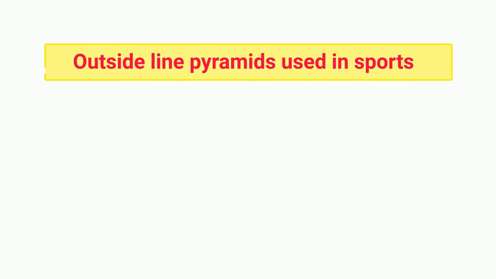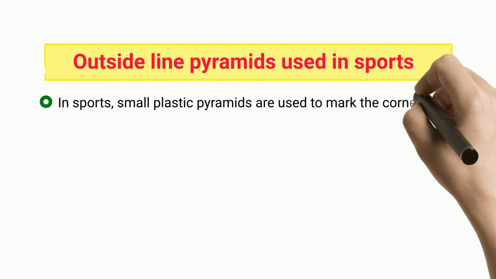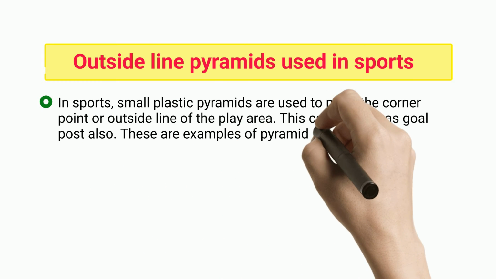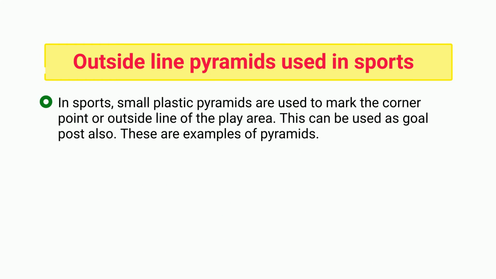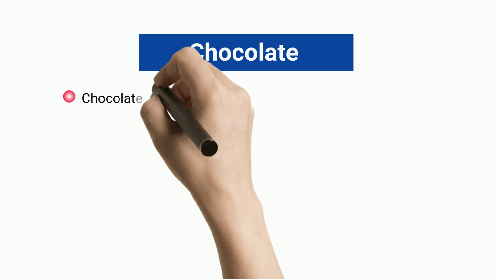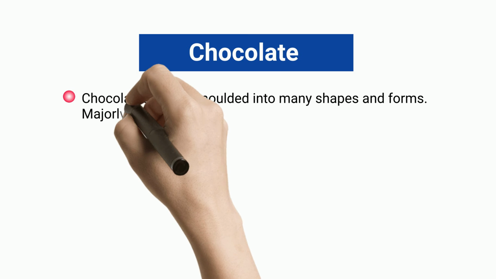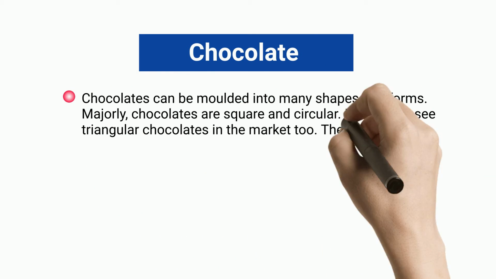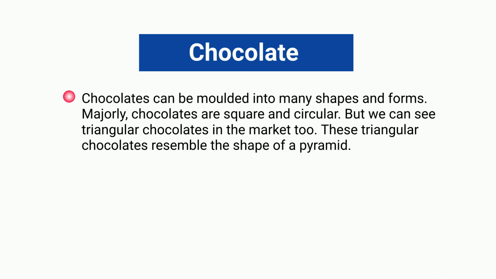Outside line pyramids used in sports. In sports, small plastic pyramids are used to mark the corner point or outside line of the play area. This can be used as a goalpost also. These are examples of pyramids. Chocolate. Chocolates can be molded into many shapes and forms. Majorly, chocolates are square and circular. But we can see triangular chocolates in the market too. These triangular chocolates resemble the shape of a pyramid.